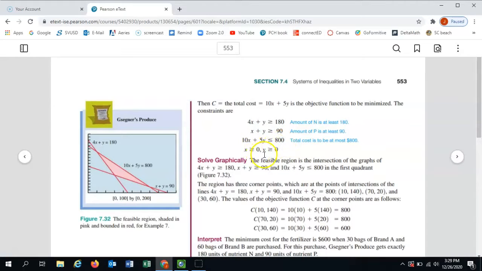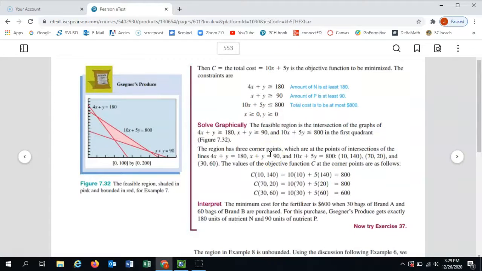And then obviously they're saying you have to get at least some amount of A and at least some amount of brand B. And so that's why they both have to be greater than 0. So that we're buying at least some of both. So those are the 4 constraints. From there, that's the hardest part, I think, is just identifying all the constraints. Because from there, it becomes exactly like what we just did in the previous problem.